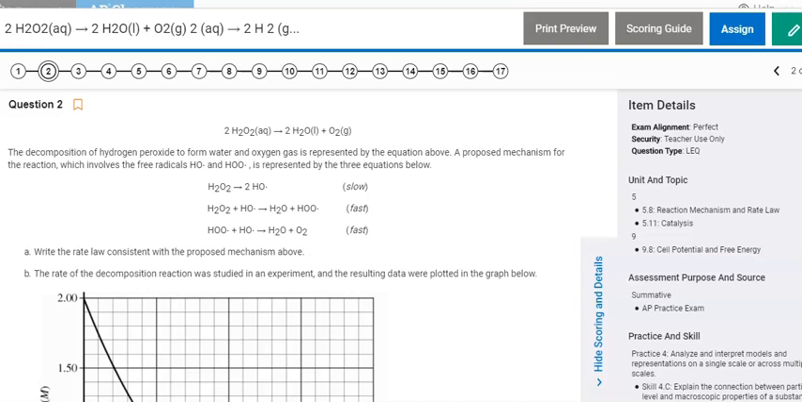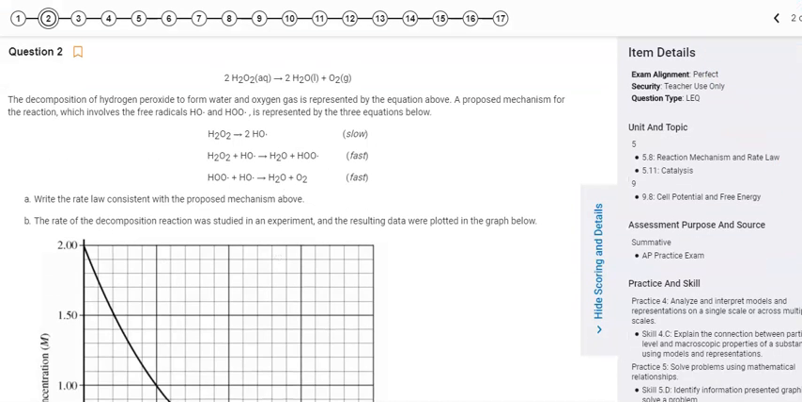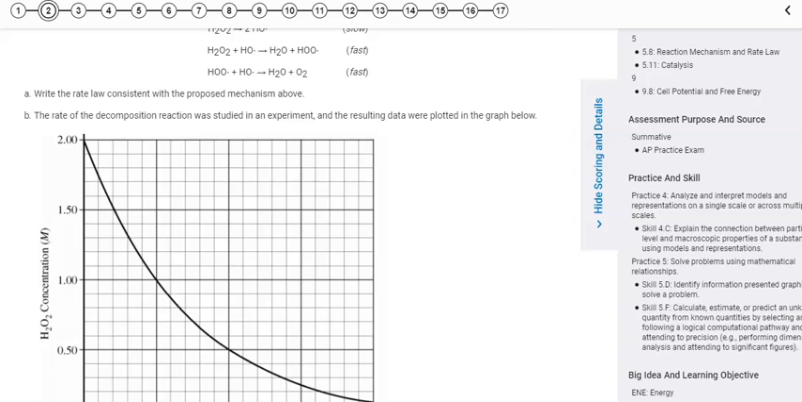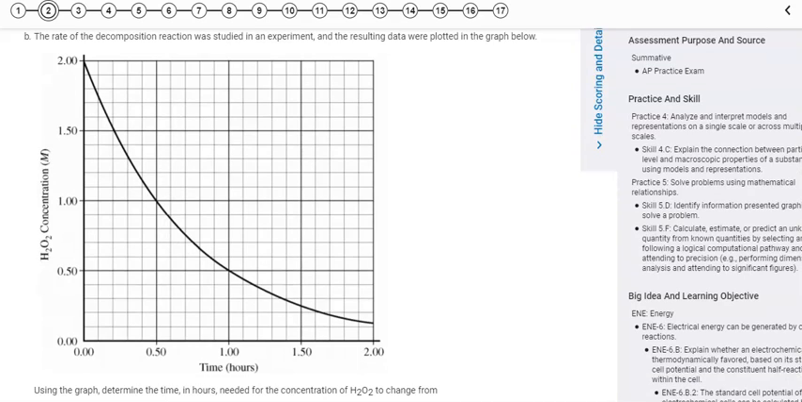So we have in the slow step only one reactant, H2O2. I'm looking at the first of the 3 elementary reactions below. And since it has a coefficient of 1, then the rate law is going to be rate equals k, the rate constant, times the concentration of H2O2 raised to the first power. All right, so that would be the answer to that. Rate equals k[H2O2] to the first power. Next, the rate of the decomposition reaction was studied in an experiment, and the resulting data were plotted.